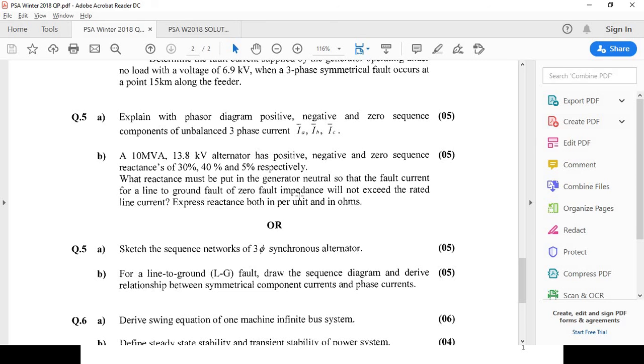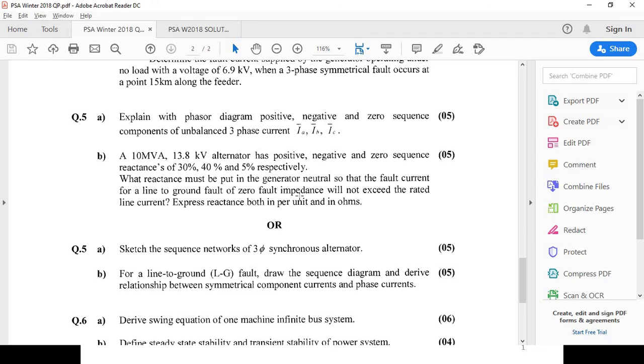A 10 MVA, 13.8 kV alternator has positive, negative and zero sequence reactances of 30%, 40% and 5% respectively. That is, the positive, negative and zero sequence reactances are given in terms of percentage. What reactance must be put in the generator neutral so that the fault current for a line to ground fault of zero fault impedance will not exceed the rated line current, and express the reactance both in per unit and in ohms. I think a few students may get the idea from the given data only.